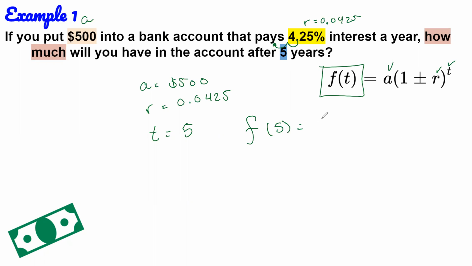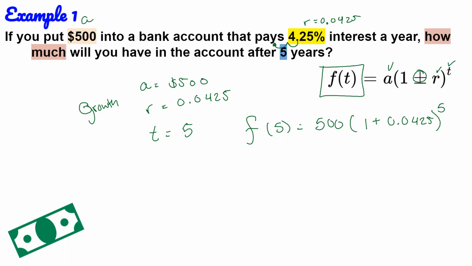Equals, my initial amount was 500. We said it was growth. So it's 1 plus, we're going to grow it. And my rate is 0.0425 per year. So how many years did we say? We said 5. Now in your calculator, you're going to input all these values.